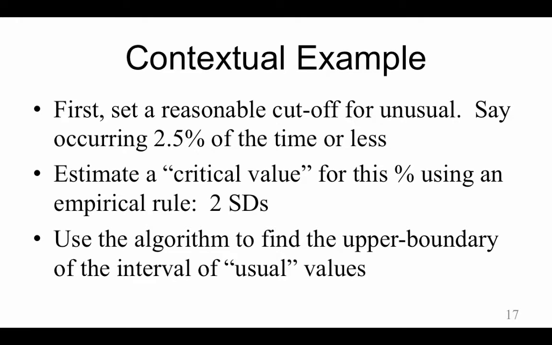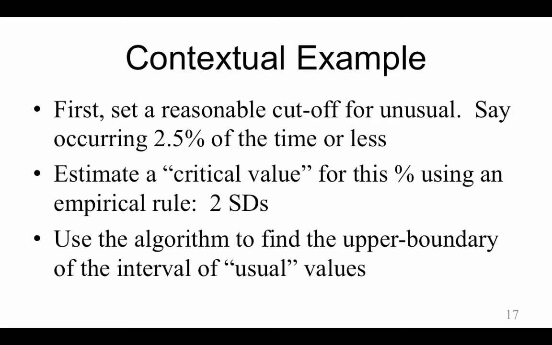First, let's set a reasonable cutoff for unusual, say occurring 2.5% of the time or less. Now we estimate a critical value for this percentage using an empirical rule. Well, if there's 2.5% at the upper end, which we're considering unusual, there'd be a comparable 2.5% at the lower end. That would give us 5% unusual values, and 95% of the values would be considered usual. Well, we know from the standard empirical rule that 95% of the values fall within 2 standard deviations above and below the mean. So that will be the critical value that we will use for this calculation.